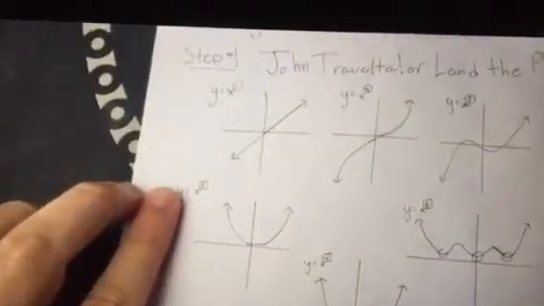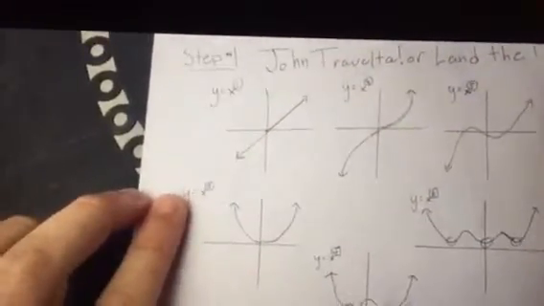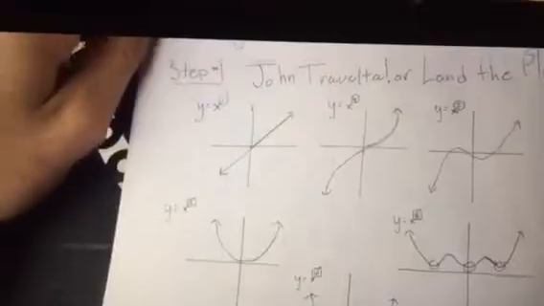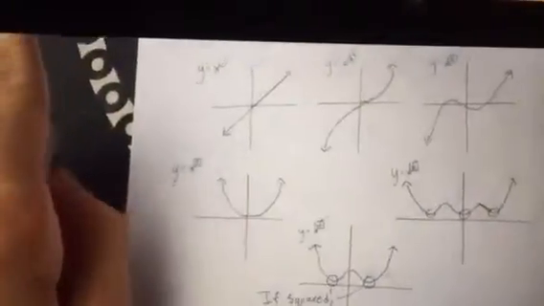And if it's raised to an even number, you can tell it's going to be a land the plane graph, because the guy landing the plane raises both arms up. It's a land the plane graph, so both ends are going upwards.